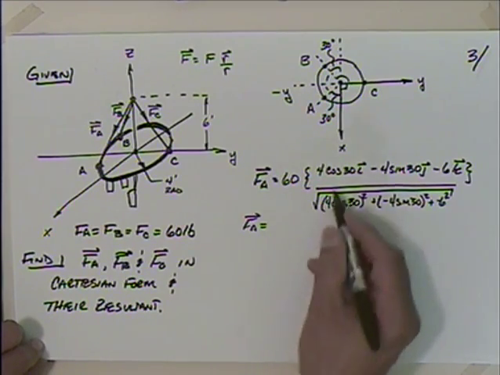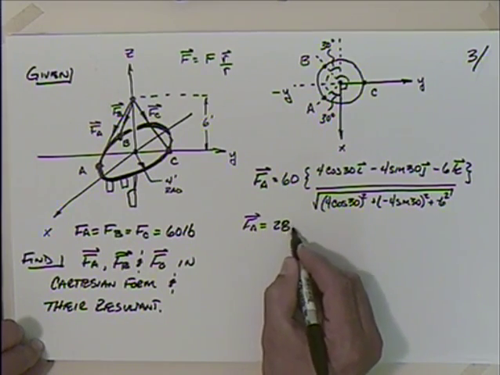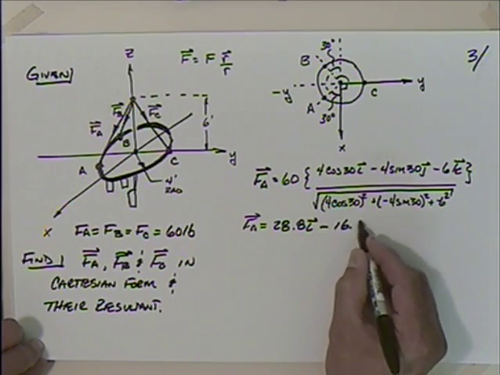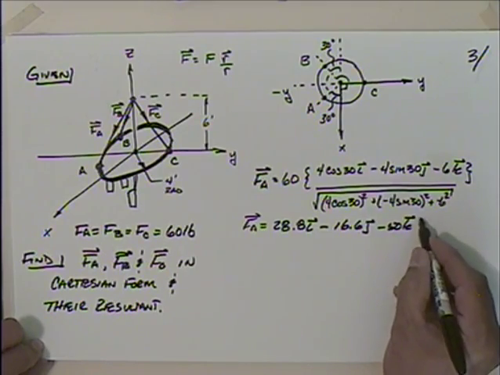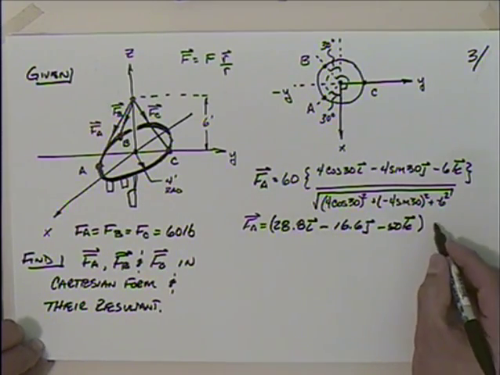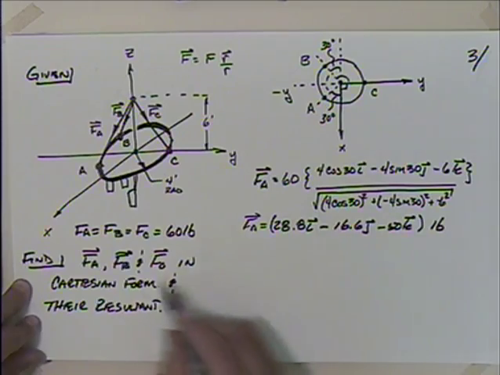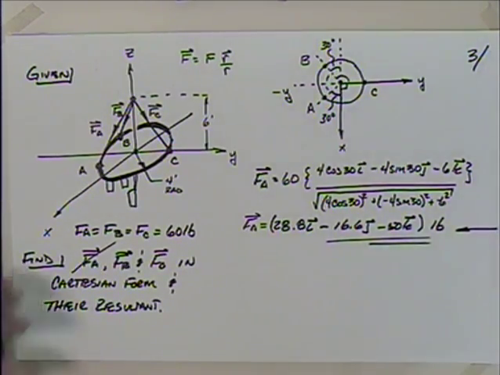So the math, when you grind through this, comes out as 28.8 in the I direction, minus 16.6 in the J direction, minus 50 in the K direction. And that is pounds. Okay, that's pounds. So there's F sub A. I guess we've done that one. Well, what's F sub B look like?